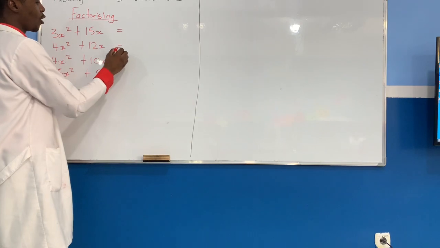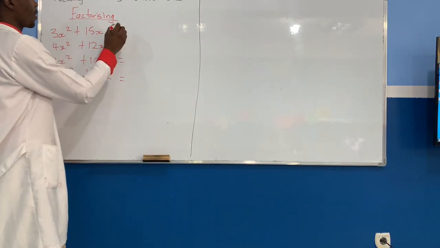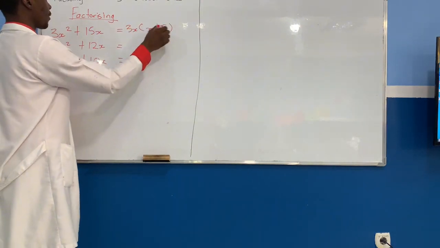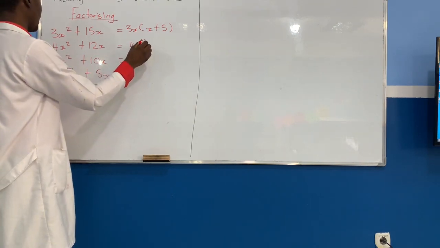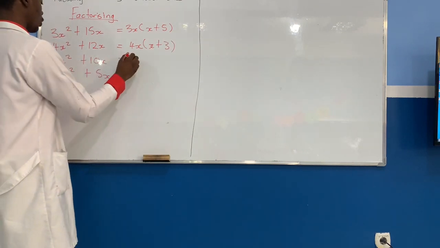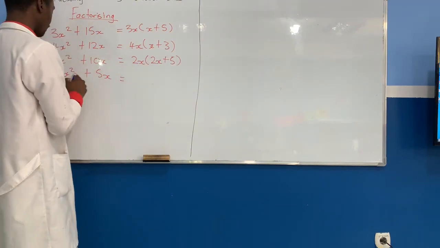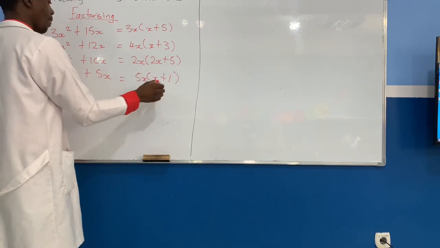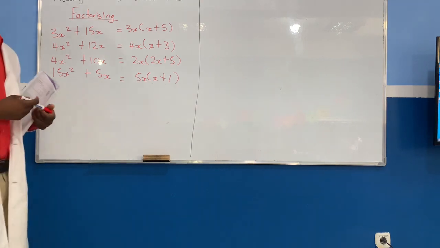Just needed to find a common factor. In this case, it will be 3x, then bracket x plus 5. The second one, it was 4x bracket x plus 3. The other one, 2x bracket 2x plus 5. And the other one, 5x bracket x plus 1. Right, so you needed to make those ones. If you make it correctly, give yourself a mark for each.